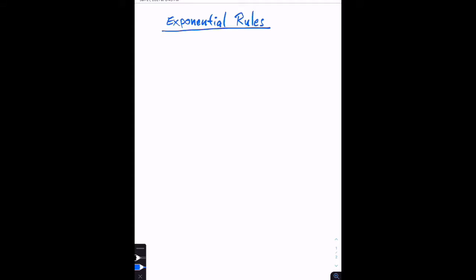I'm wanting to remind you of exponential rules. So I want to share the exponential rules with you, but I also want to develop some of the results of having the exponential rules. So the first one is called the product rule. If you remember, it's stated like this: x to the a times x to the b is the same as saying x to the a plus b.